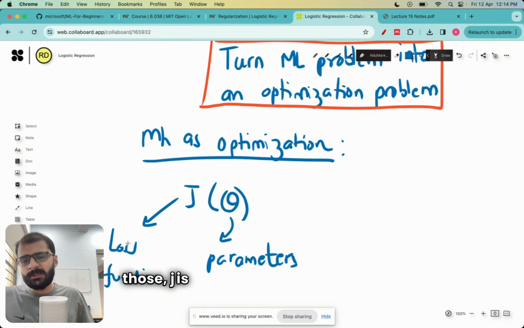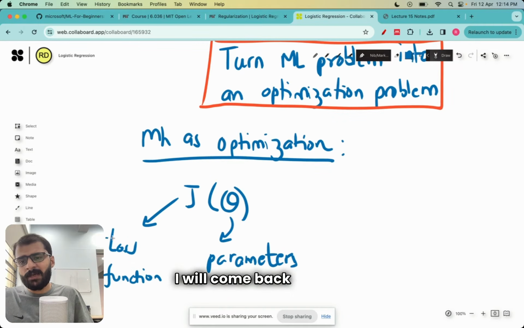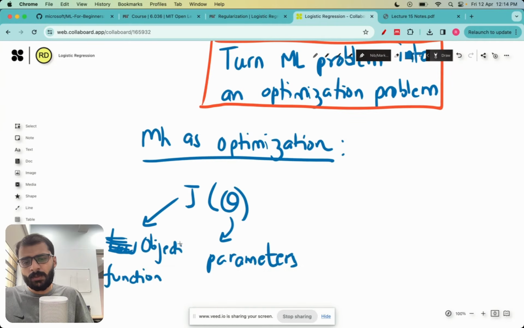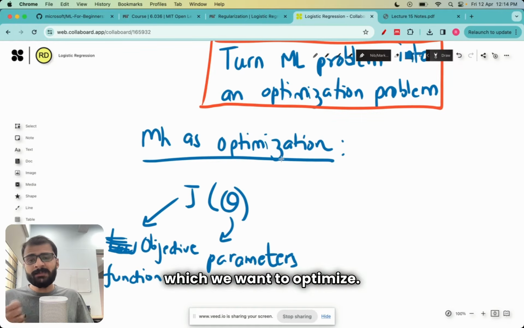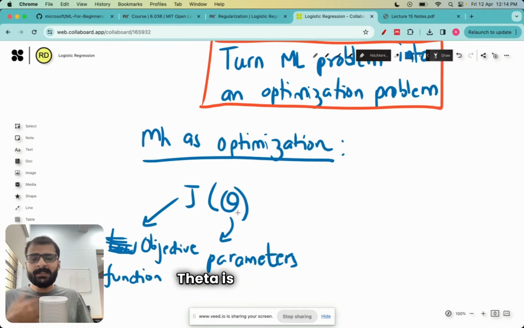Rather, J is not exactly the loss function. I'll come back to it. For now, let us call J the objective function. So J is the objective function which we want to optimize. Theta is the parameter.